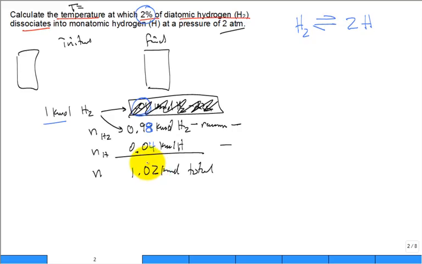So that's really what they told us. By giving us this information, they told us the final equilibrium composition. It's this much, and that much. Okay? All right, so let's do this.